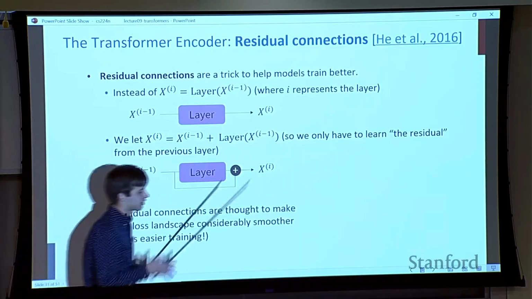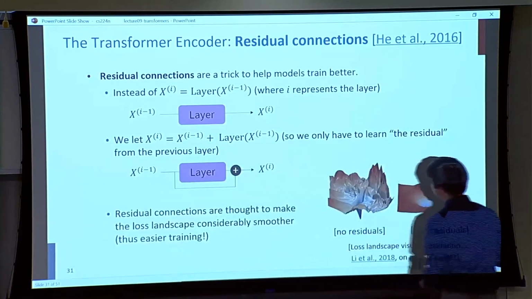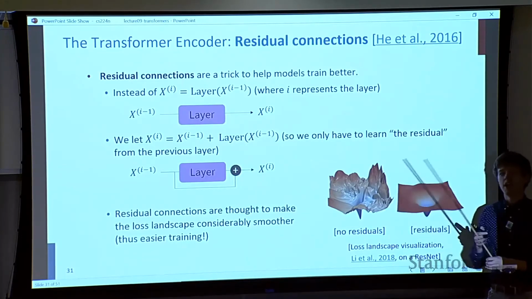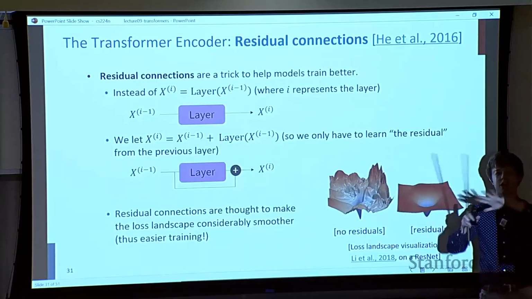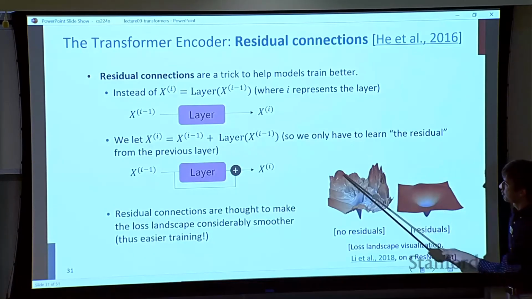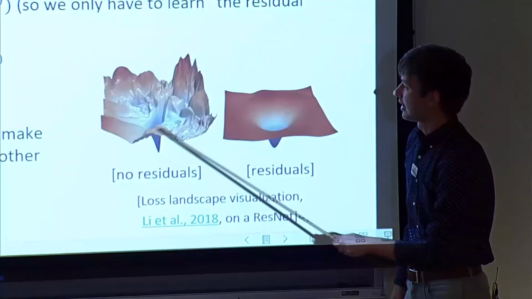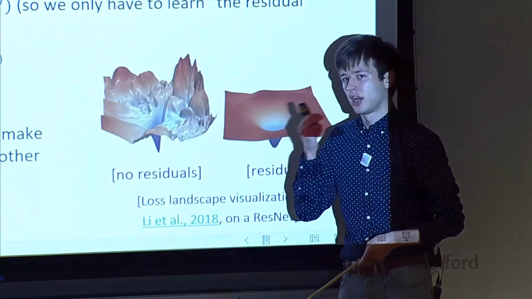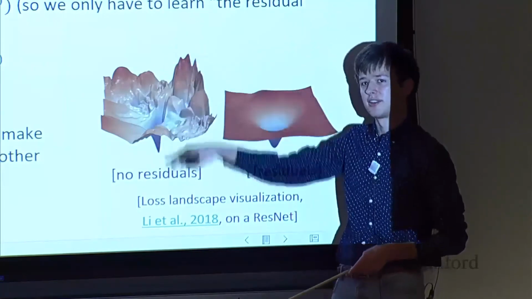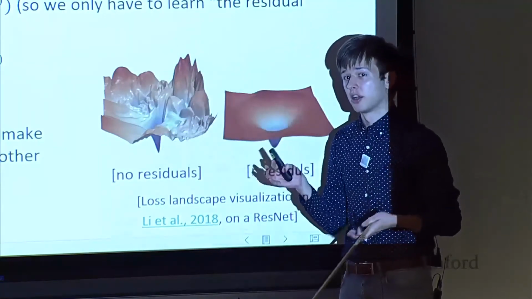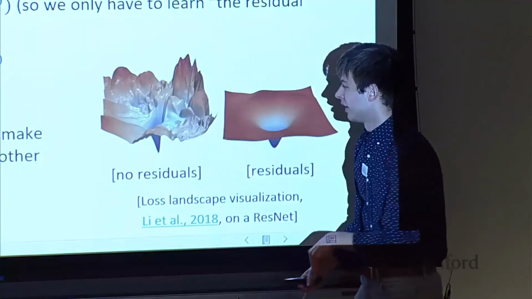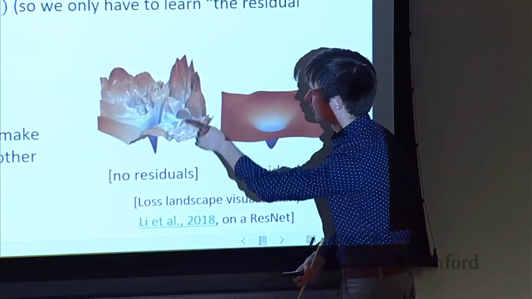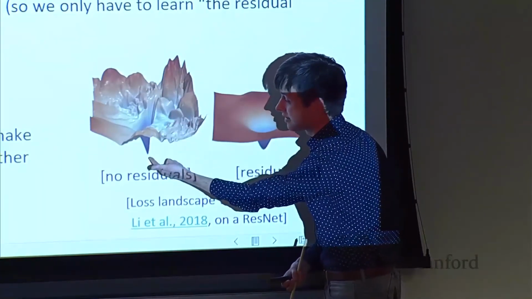And just to take a quick visualization, this plot never ceases to look really interesting. Here is a visualization of a loss landscape. Each point in the 2D plane is a setting of parameters of your network, and the z-axis is the loss of the network that it's being optimized for. Here's a network with no residuals, and you are stochastic gradient descent, and you have to find a local minimum, and it's really hard to find the nice local minimum.